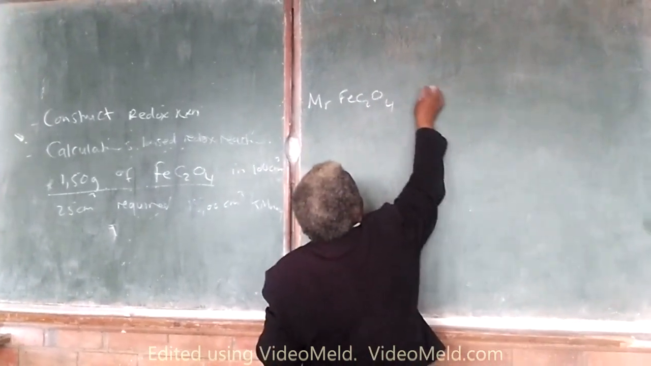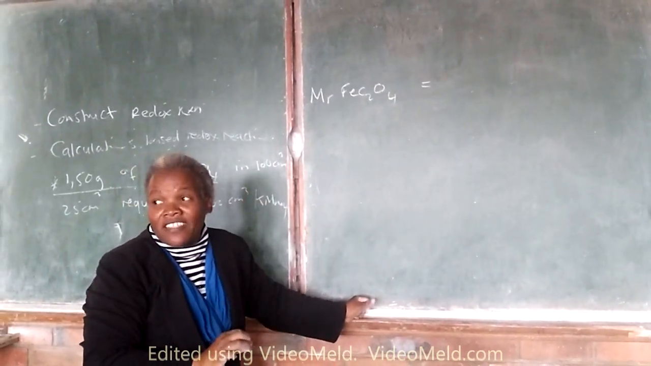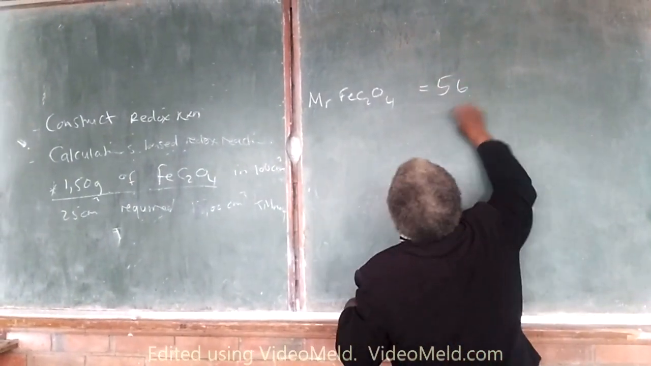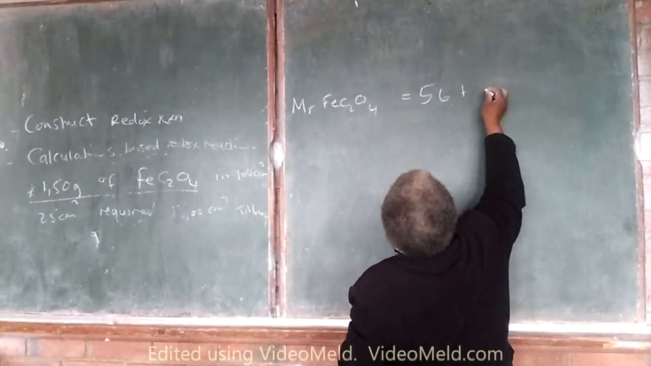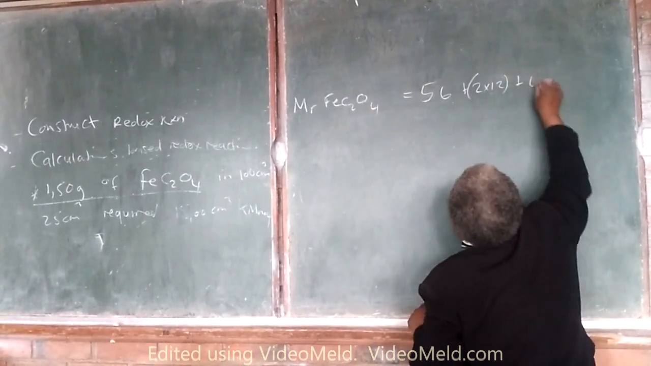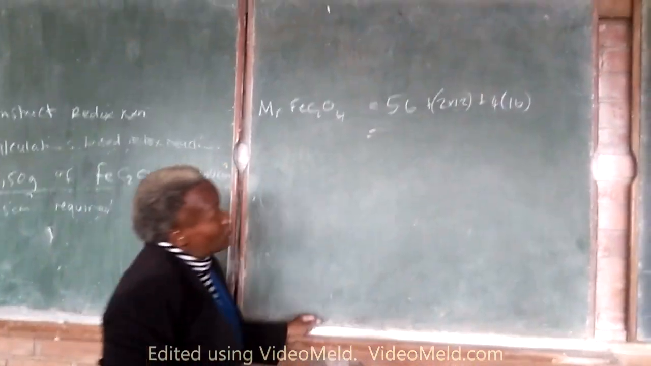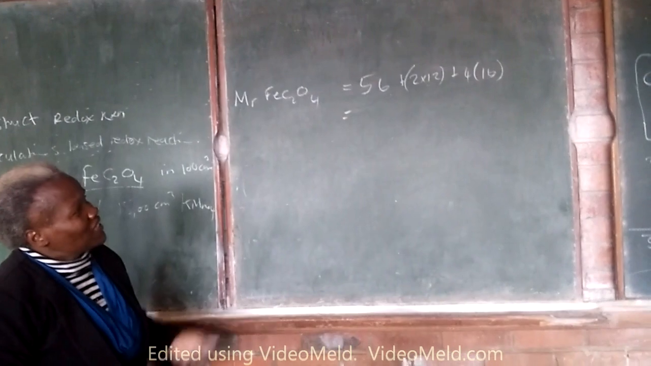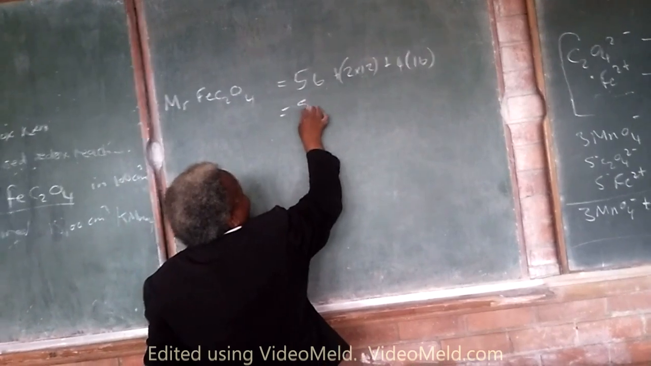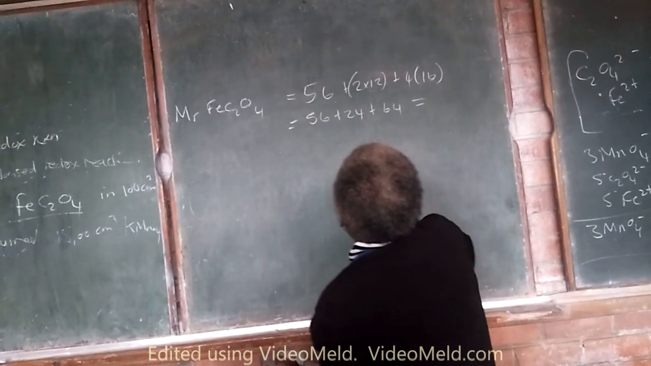To find the Mr, we simply add the relative atomic masses of each element present in the formula. That is how we find the Mr. So iron, let's take it as 56, plus carbon is 12, and there are 2 of them, so 2 times 12, plus oxygen is 16, but there are 4 of them. So that's how we go. Those in the background, may you please quickly compute this for me and tell me my answer. 56 plus 24 plus 64 will give me how much?